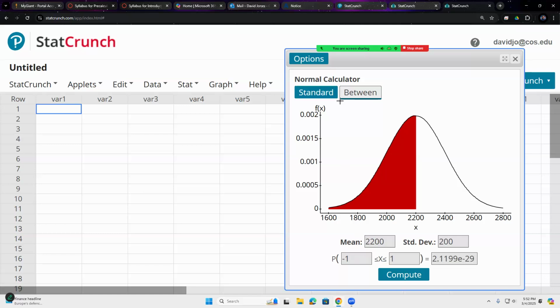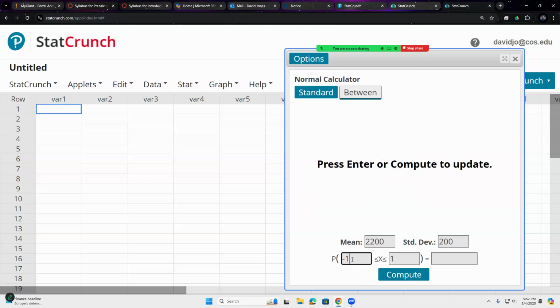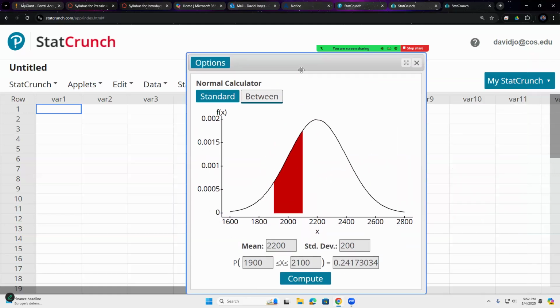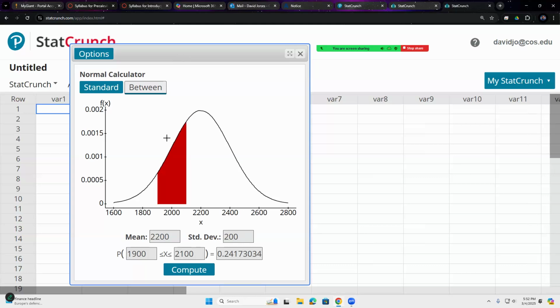We can also do between. It always defaults to -1 and 1, which isn't applicable here. But I could say 1,900 pounds and 2,100 pounds. And that's clearly not right, oh, that says a negative number. There we go, now it's shading the right region. We can do stuff like that. We're going to do more with that calculator in a second. It does have some neat stuff.